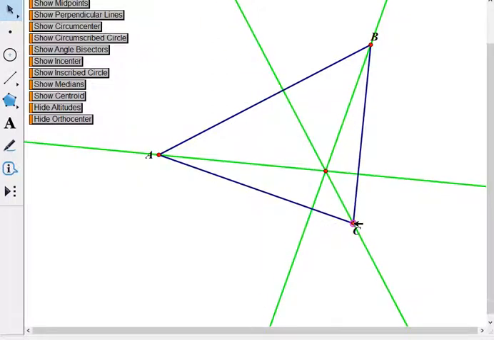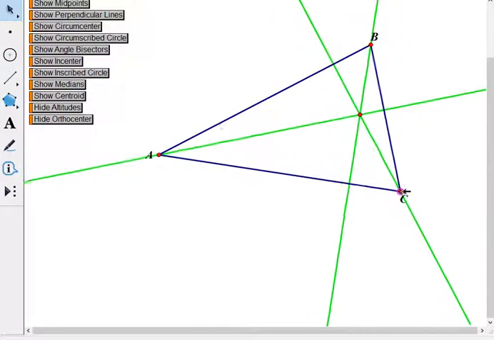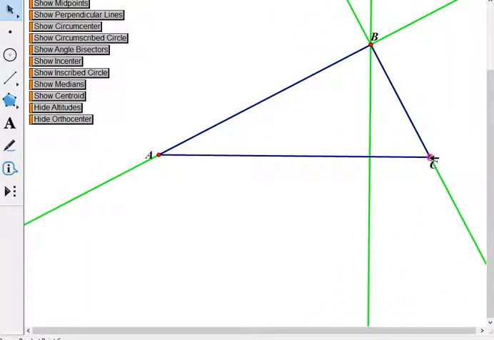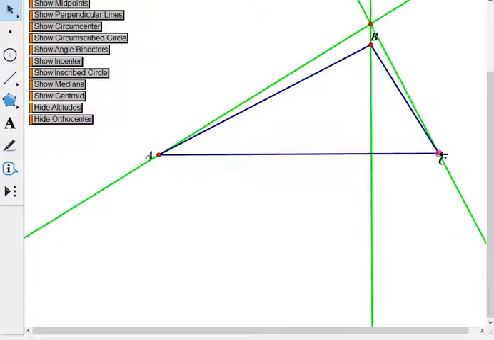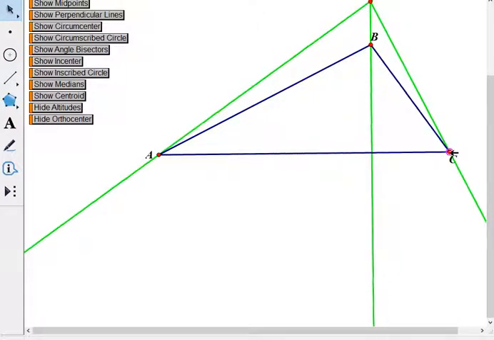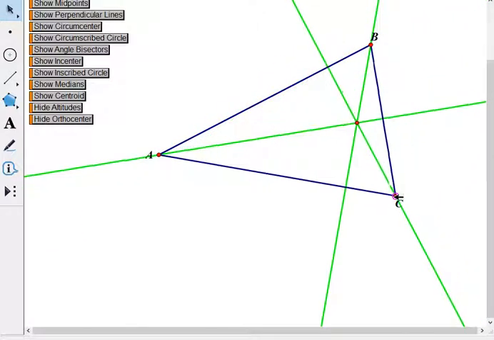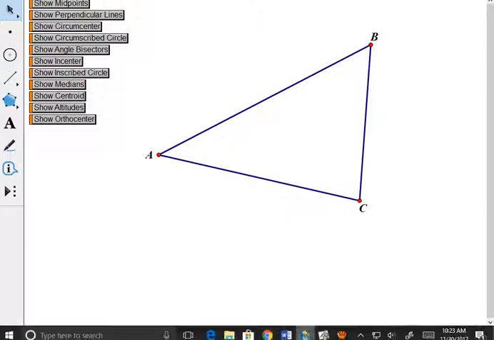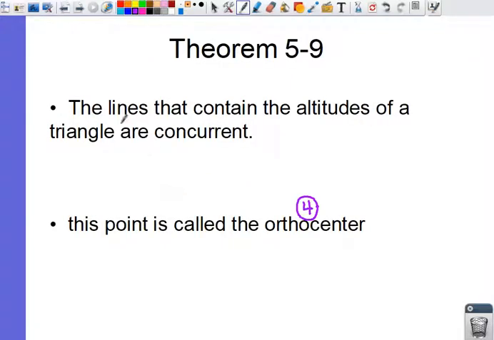So if you move this around, notice as I make B a right angle, the orthocenter is on the right angle. If I make B obtuse, the orthocenter goes outside the obtuse angle. Okay? If it's acute, then the orthocenter is inside the triangle. Okay? That's all it does. It doesn't draw any circles or anything crazy like that.